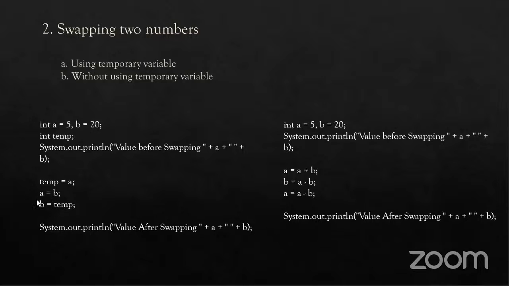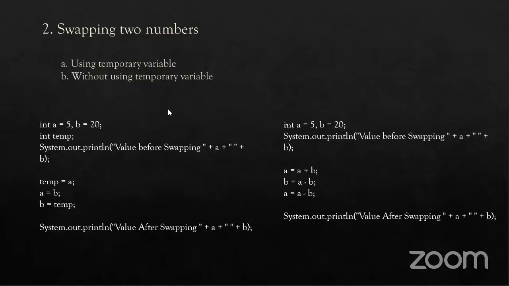So this is a simple logic, right? Firstly we assigned a equal to 5 and b equal to 20, and now a equal to b, that is 20 is set to a, and b equal to temp. Inside this temp value there is 5, right? So b equal to 5. So after swapping, we will get a equal to 20 and b equal to 5. Okay, that's how it works when we use a temporary variable.